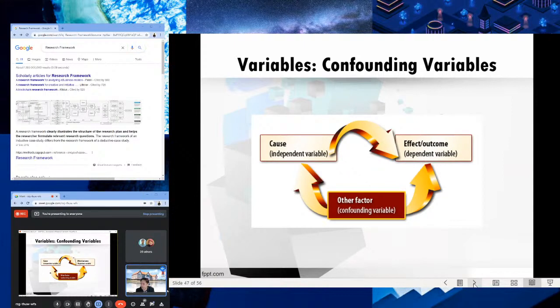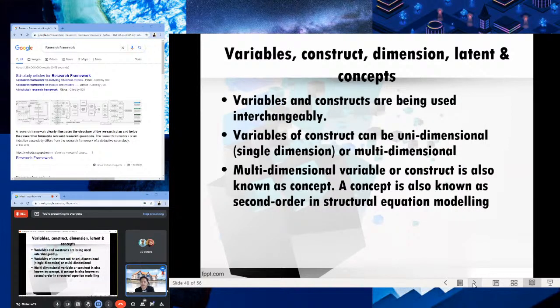So how to say that one? You can use this confounding theory to give more definition, or to give more explanation of what you are looking for in your study. So how are these all related? Variables, construct, dimension, latent and concept.